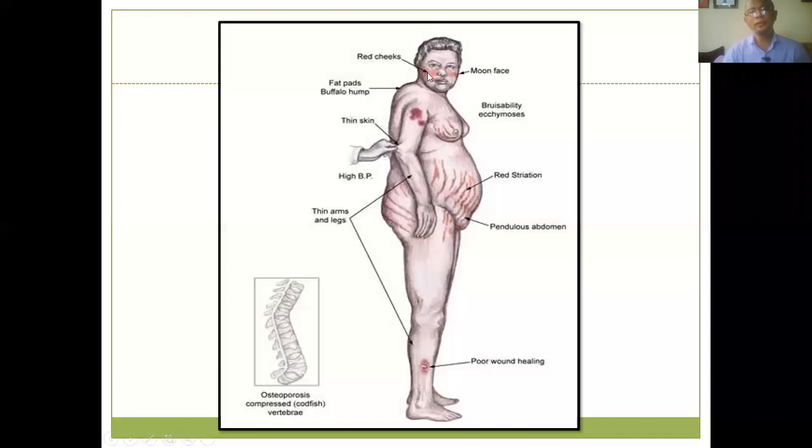That is moon face, red cheek, there may be bruising, there may be buffalo hump, there is thin skin, there may be high blood pressure and thin arms and legs, but the abdomen is swollen. There may be red striae, pendulous abdomen, then poor wound healing. Patient may also develop diabetes. Patient may also develop hypertension. There may also be osteoporosis. Even multiple vertebral fractures can occur. The codfish-like vertebra can occur due to compressed vertebra in osteoporosis. These can occur in prolonged steroid therapy.